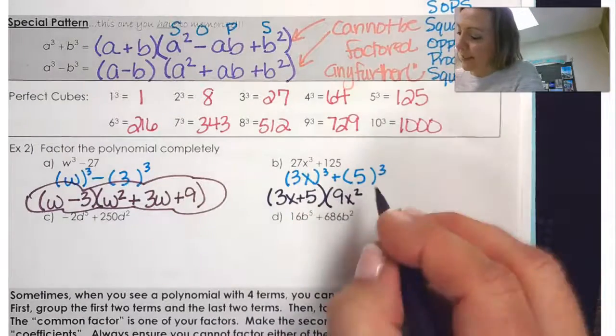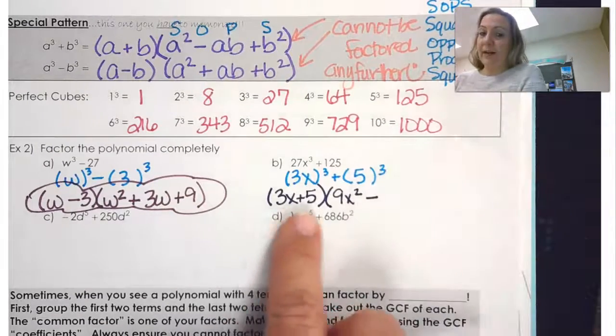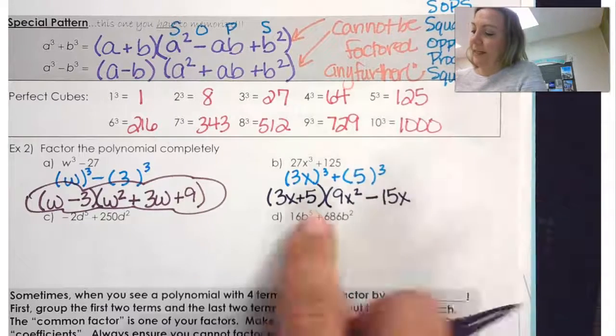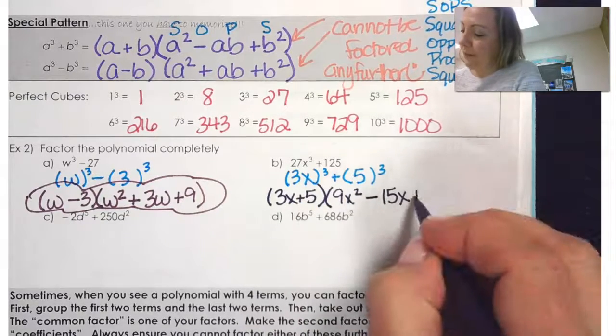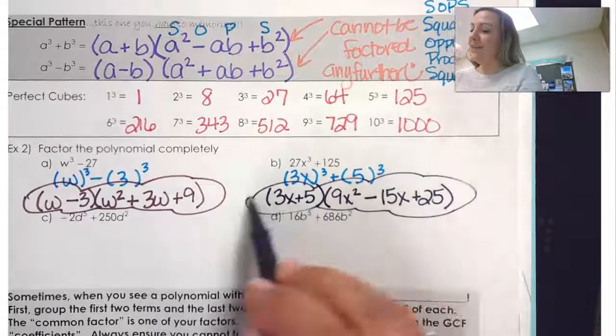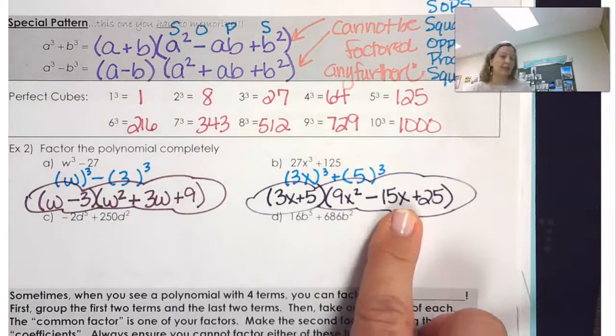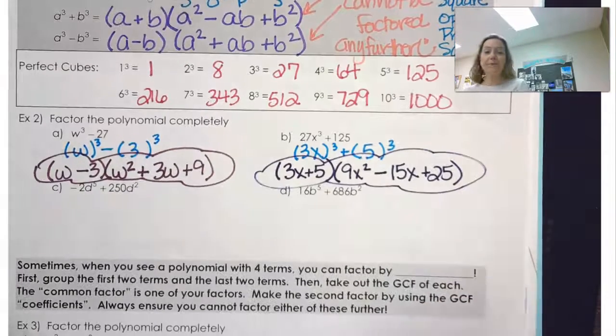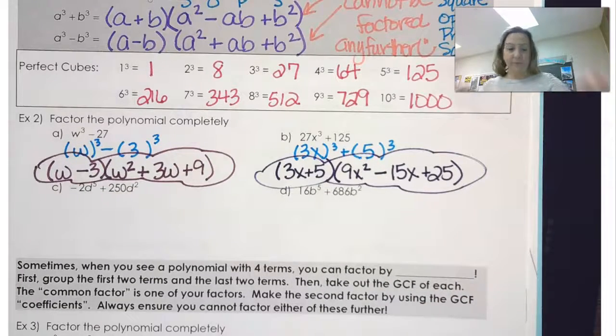Let's take the opposite sign. The product of 3x and 5 would be 15x. And now we square 5 to make 25. And that's it. And I know that quadratic trinomial looks factorable. I promise you it's not. Okay. Now let's look at letter C.